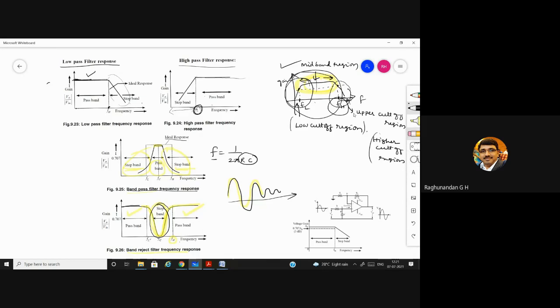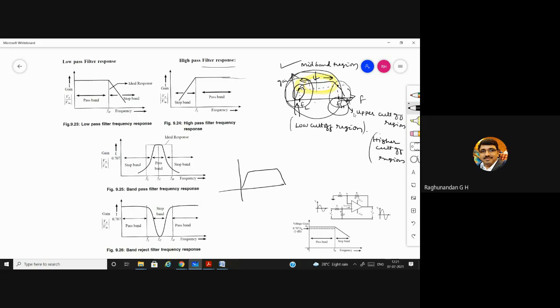And before going on to the actual definition and design, can anyone tell me why the frequency response is lesser? Let me draw. See, here it is increasing, here it is decreasing, but here it is common, it is constant. May I know why? What makes them do so?